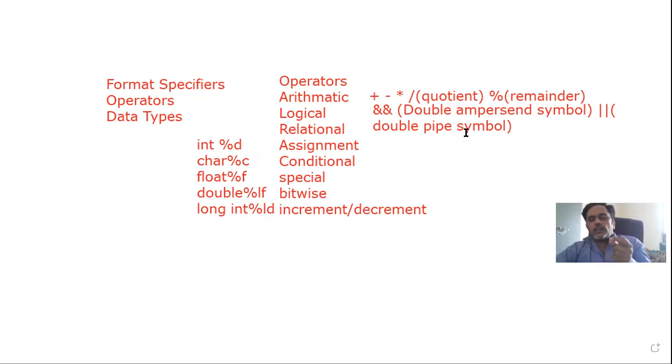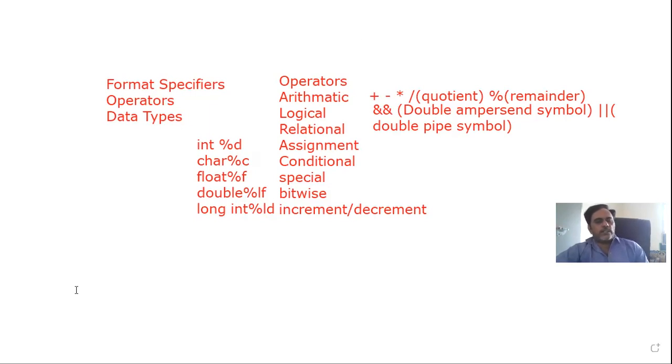If I ask whether academics is above 35 or sports is above 35, it means that if you get more than 35 in academics, even with less than 35 in sports, he will pass. If you get more than 35 in sports and less than 35 in academics, he also passes. That is called OR. Either this condition or that condition has to be satisfied. AND means both conditions have to be satisfied.